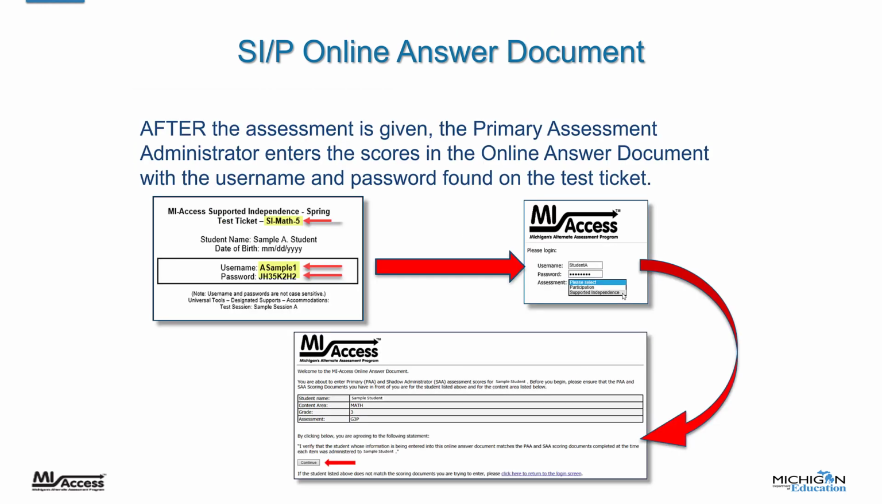After testing is completed, the PAA will gather the scoring documents for both the PAA and the SAA, obtain the testing ticket, which is shown on the left side of the screen, and log into the link to get into the answer document using the test ticket. Note, the username and passwords on the login are not case sensitive. There will be a login page that opens. You can see the red double arrows that call for the username, password, and test type to be entered at that point, and the online answer document will open. A confirmation window will open to verify the student information. Then click the Continue button.